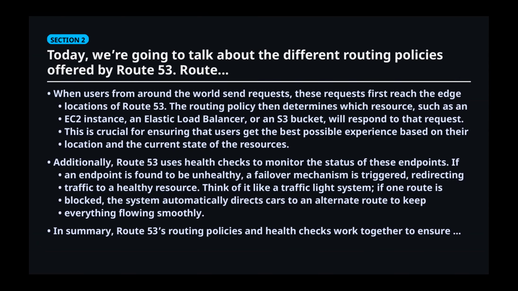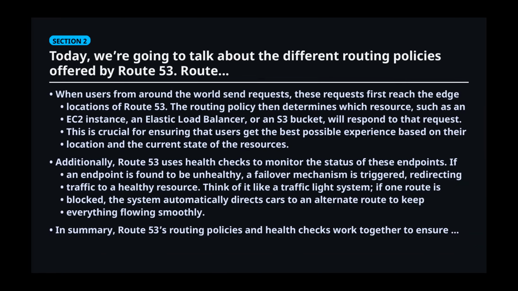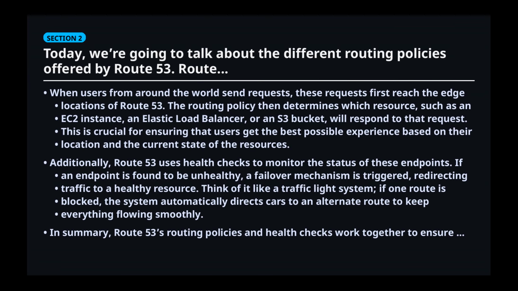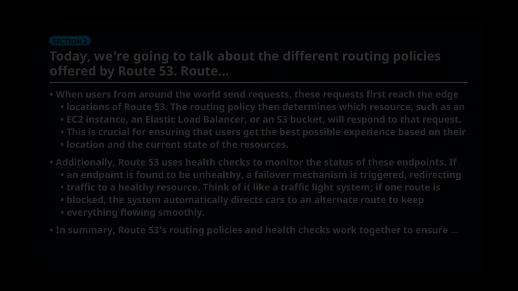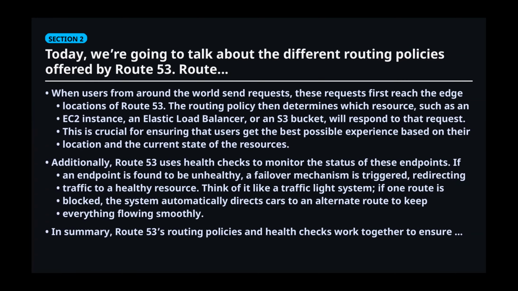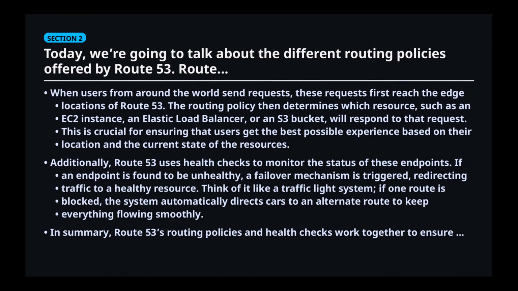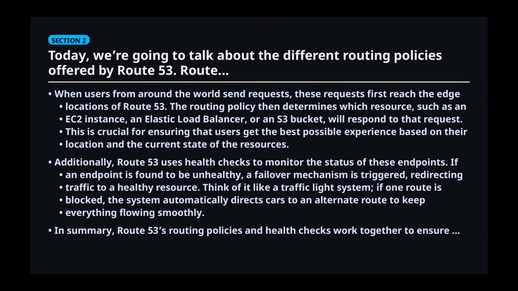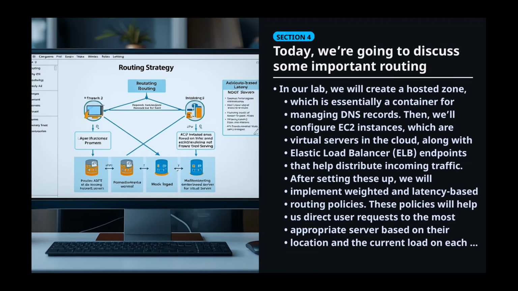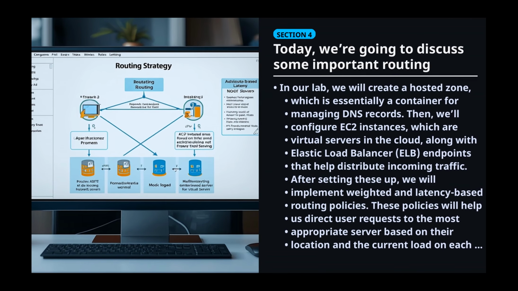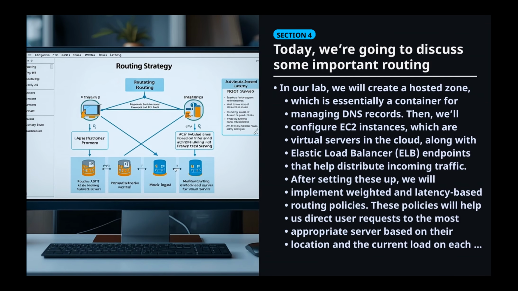Think of it like a traffic light system. If one route is blocked, the system automatically directs cars to an alternate route to keep everything flowing smoothly. In summary, Route 53's routing policies and health checks work together to ensure that user requests are handled efficiently and reliably. In our lab, we will create a hosted zone, which is essentially a container for managing DNS records.